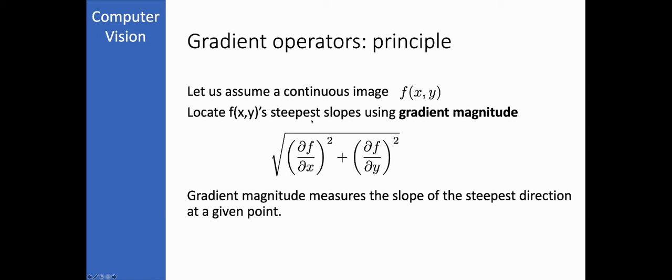The gradient magnitude is simply given by the partial derivative of f with respect to x, squared, plus the partial derivative of f with respect to y, squared, summed and then square rooted. The gradient magnitude measures the slope of the steepest direction at a given point in the image. And I'm sure you've seen derivatives and gradients before. So this is their application in images.